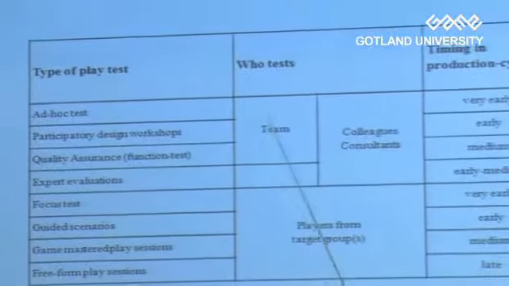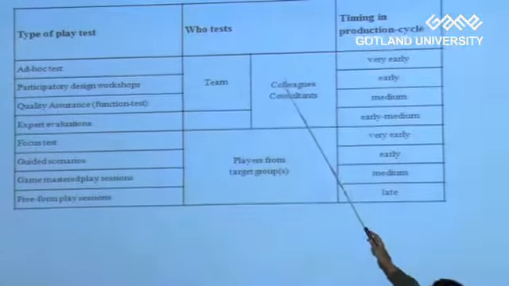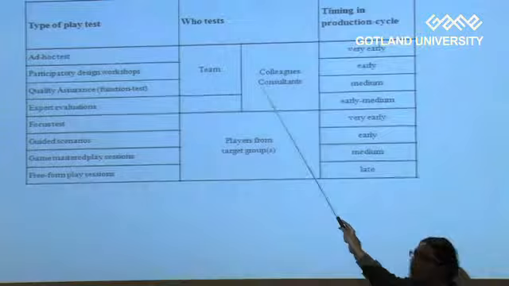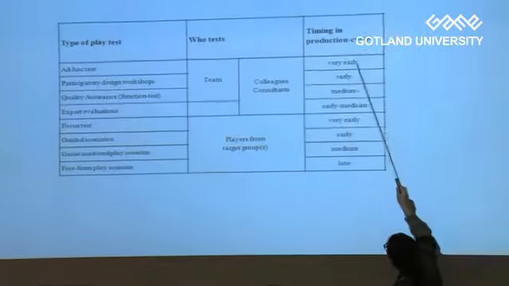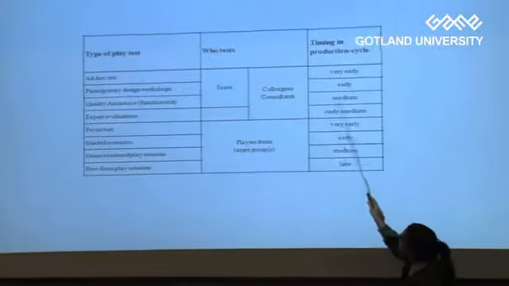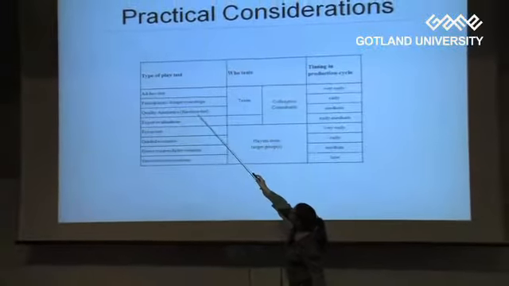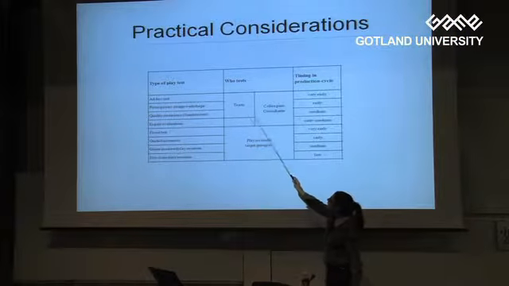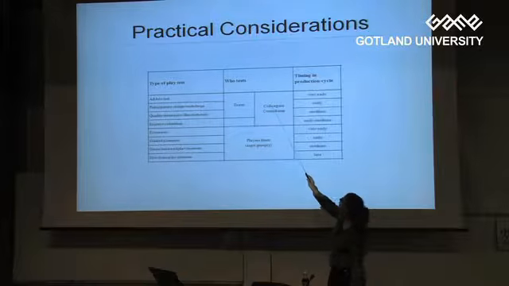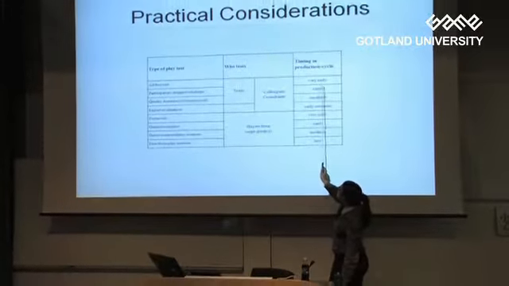That can be someone who is part of the team, or a colleague, or a consultant, someone that you just find. This is done really early in the process, usually. The participatory design workshops, the same here. They can be part of the team, they can be colleagues, they can be consultants, they can be external experts. This is also something done early.